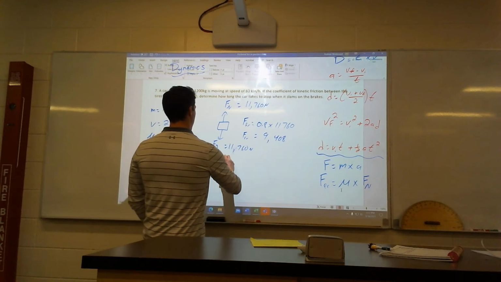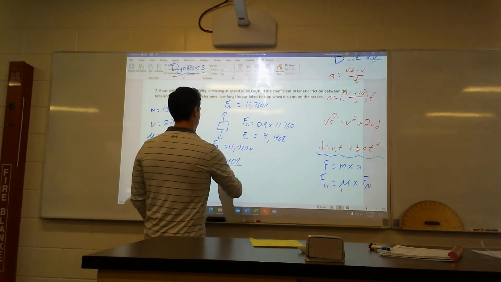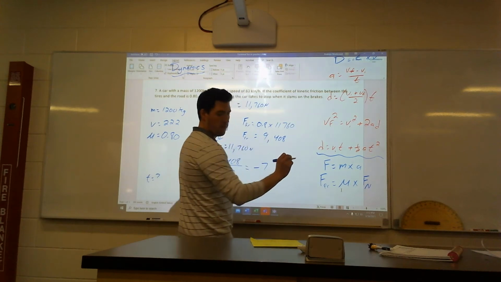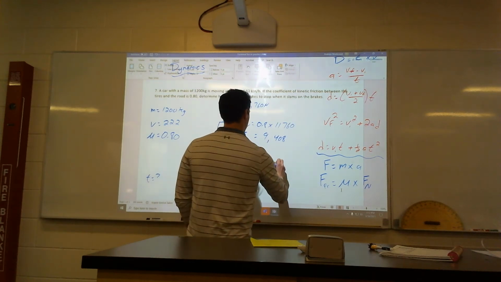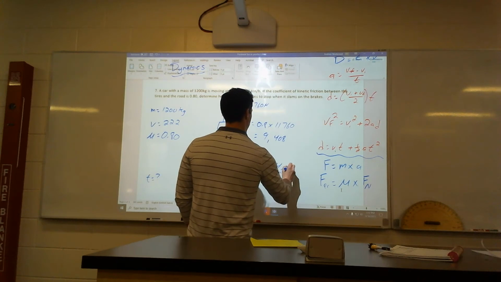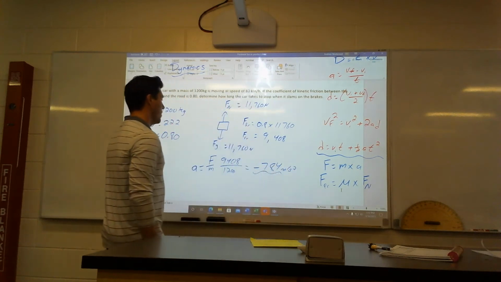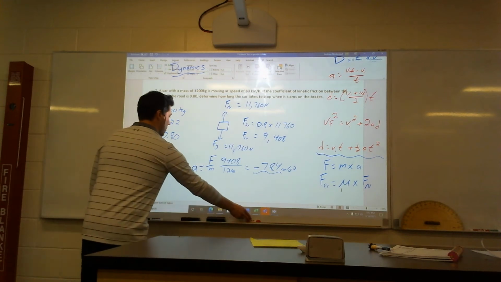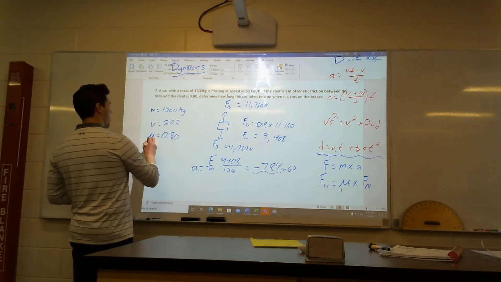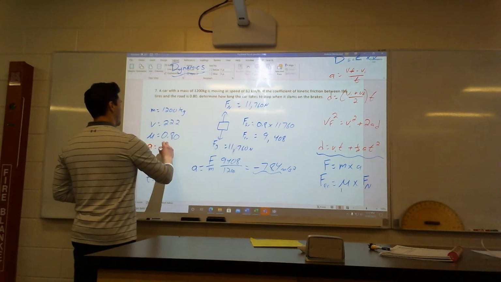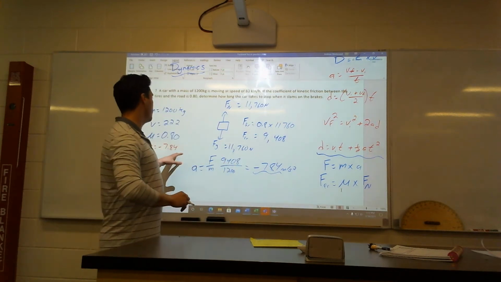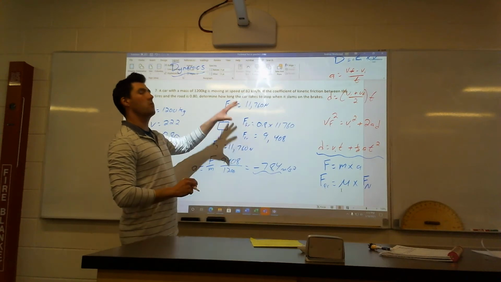So 9,408 divided by 1,200. I get an acceleration of negative 7.84 meters per second squared. So I have an acceleration now. I'm going to write that in a different color. The acceleration is always the key. Negative 7.84.